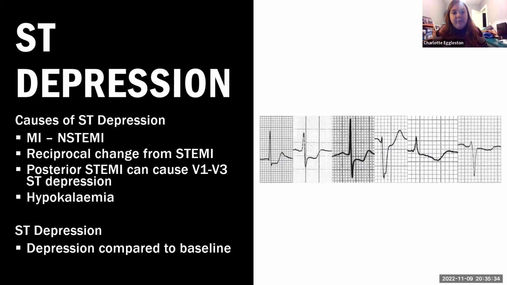And then to talk about ST depression, so obviously it could be a reciprocal change from the ST elevation, or it could be a change seen in an NSTEMI, so a non-ST elevation MI. It could be that you've actually got a posterior MI and you need to kind of flip your leads, or you can see it in hypokalemia as well. So basically you're just looking for that drop compared to the baseline, which you can see some examples of there.